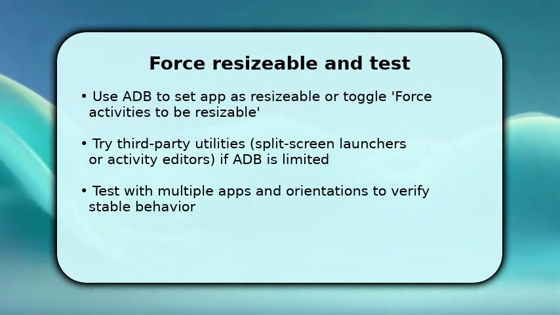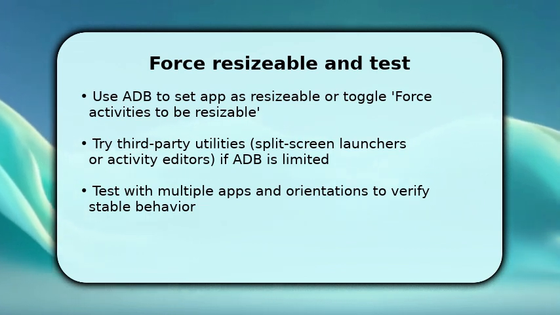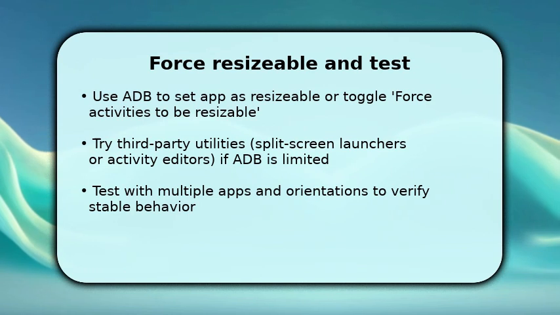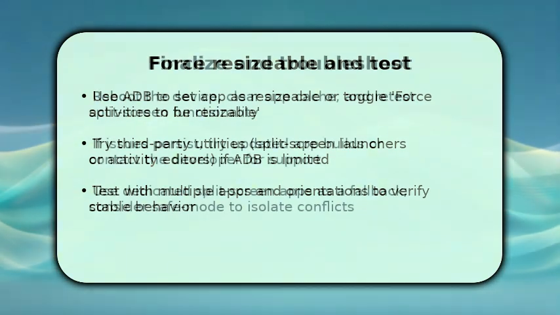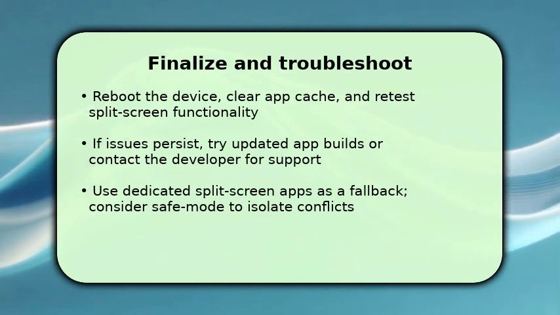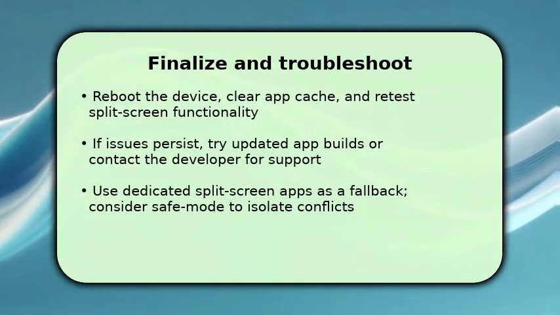While testing, try portrait and landscape and switch companion apps to confirm the layout adapts. This step shows whether the override works or if deeper changes are required. Finish by rebooting and clearing the app cache so Android loads the new window settings cleanly. Then open the app in split screen to confirm.